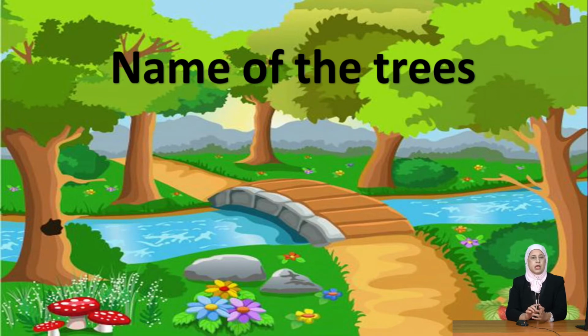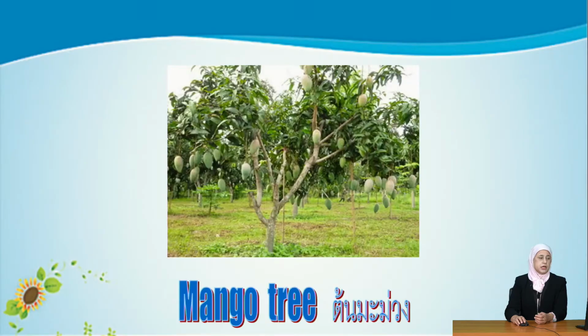Every tree has a name. It's not only "tree". We don't know which tree, but we have different fruits, different trees, and they have names, okay? So here we go. Teacher BB will describe to you the names of the trees, okay? The first one, Teacher BB is going to say, is mango.